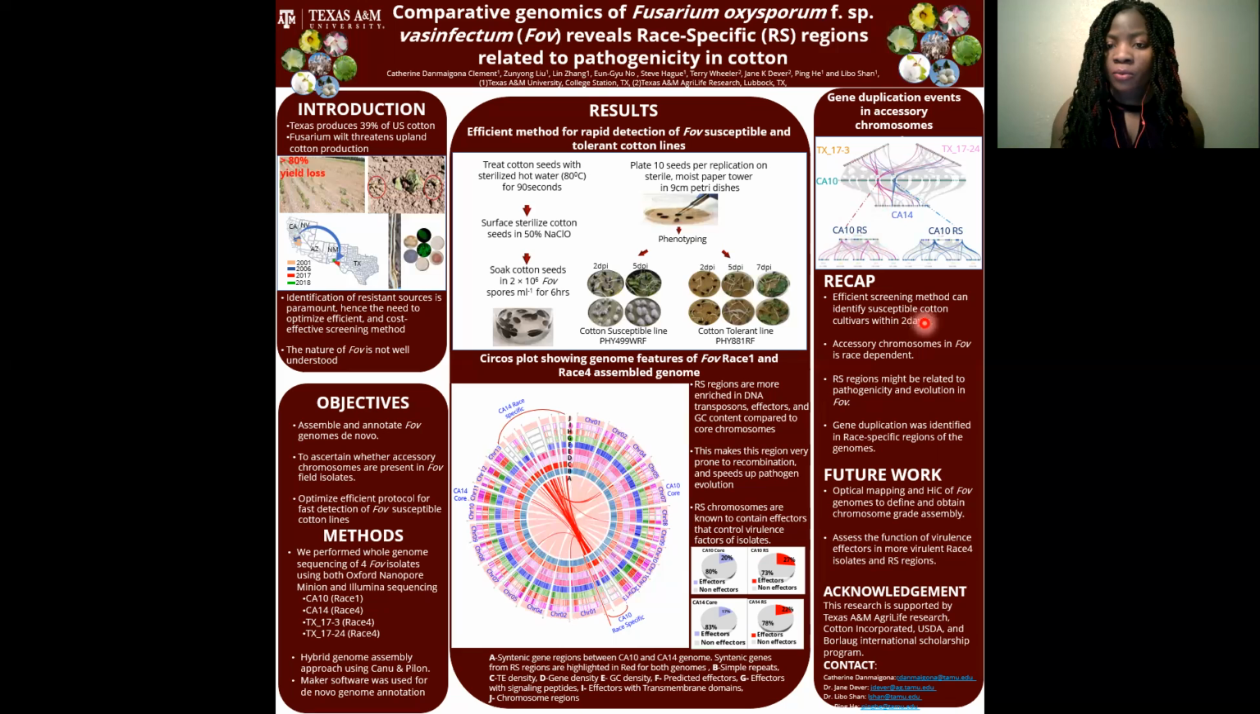Just by way of recap, we have estimated and optimized an efficient protocol to screen for resistance, and we have detected accessory chromosomes that might be important in the virulence and spread of this pathogen. This will help us in containing this pathogen from spreading into other southern states.